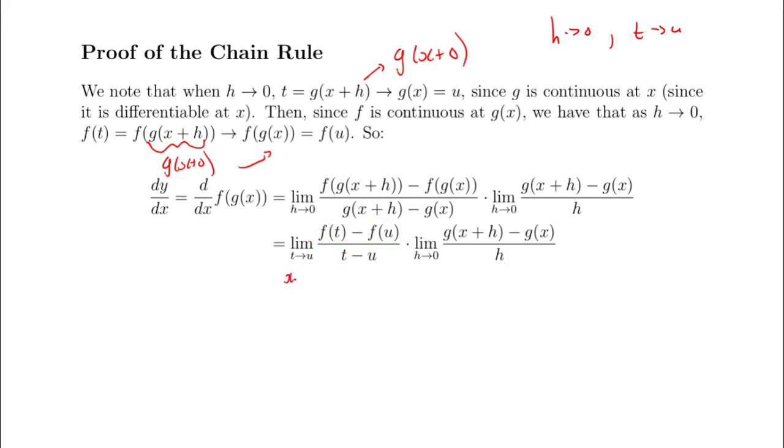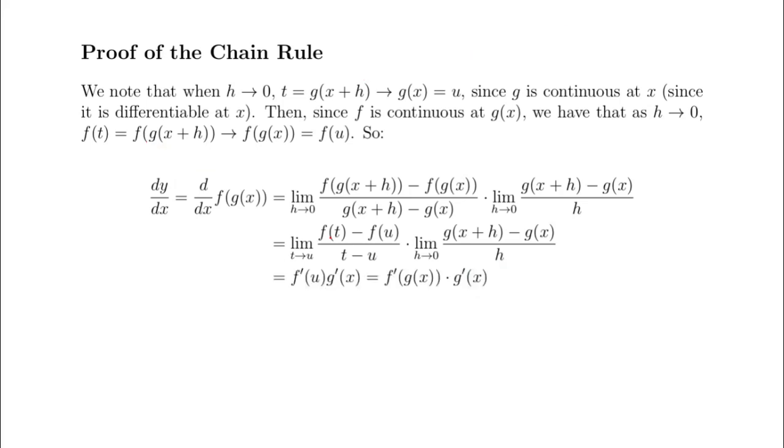We normally had like x approaches a, right? Of f of x minus f of a over x minus a. This is the limit definition of f prime at u. So we have g prime of x and f prime of u here. Well, that's good news because remember what u was. Again, f prime of u times g prime of x, but u was equal to g of x. So we have f prime of g of x times g prime of x. That's the chain rule as expected.